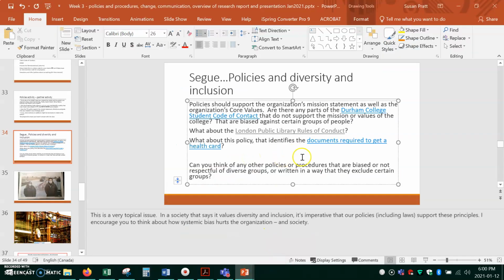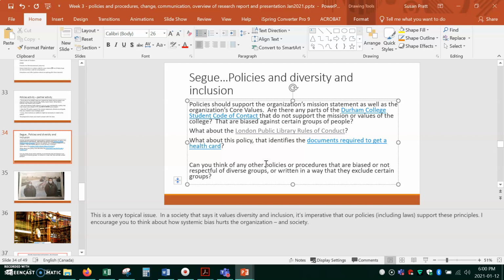Okay. Again, take a look at this one. These are the documents that are required to get a health card here in Ontario. Do you think they're biased? Do you think that they're fair to people that are maybe homeless or experiencing homelessness, or people that have lost all of their ID because they've experienced a theft?